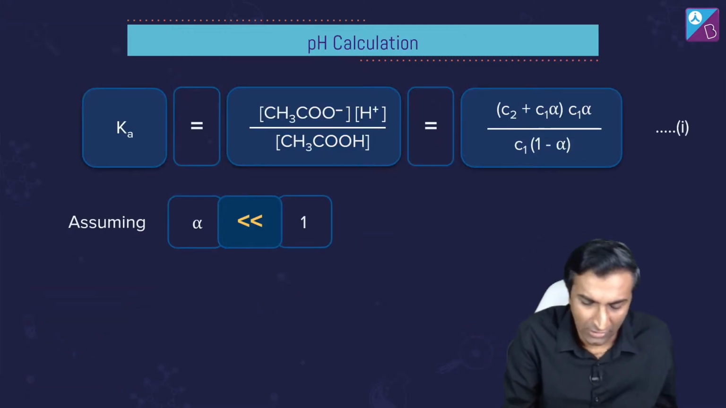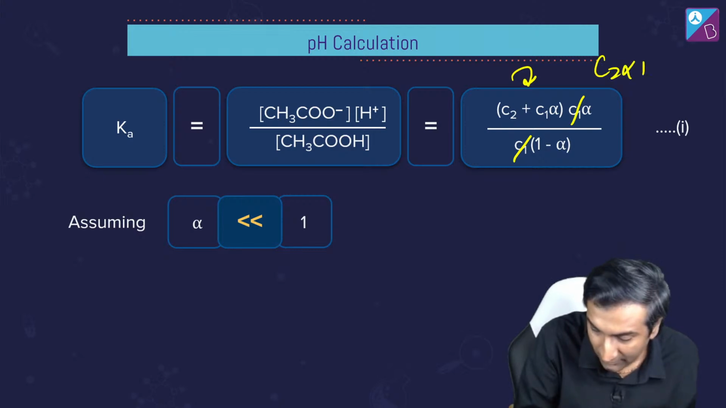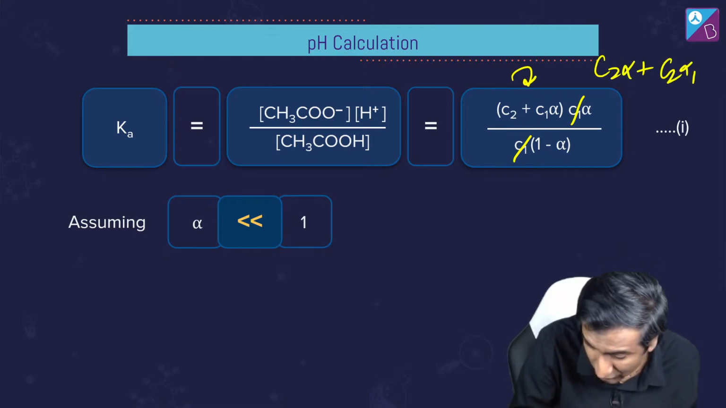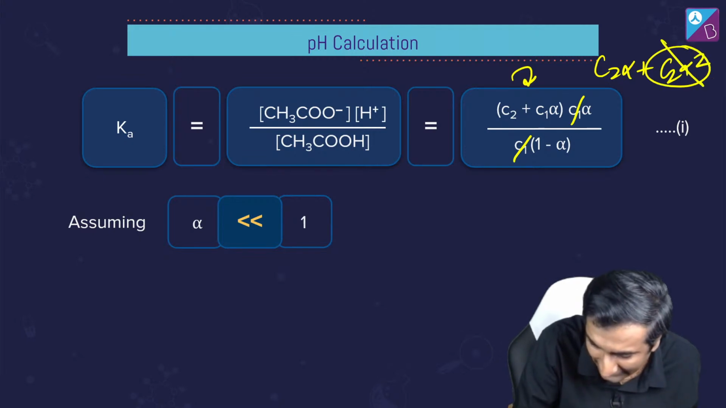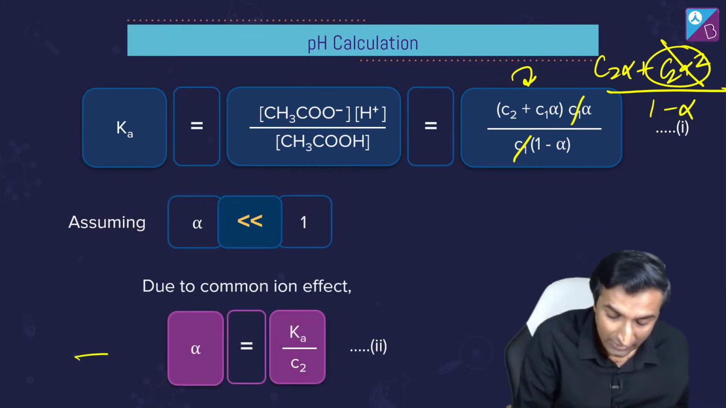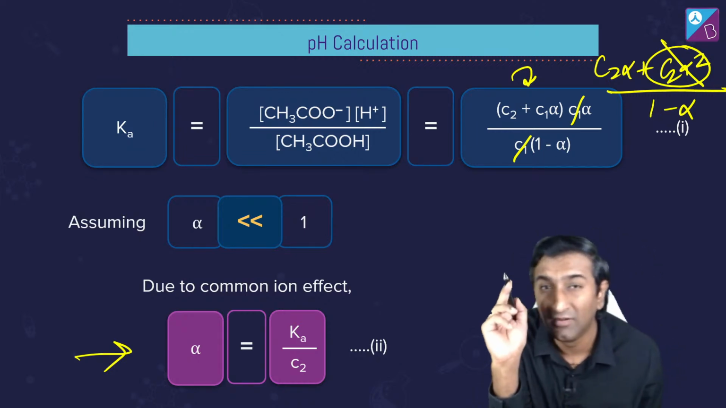Okay, a little extra information. You do this math and all of this, and you get this expression. C1 gets cancelled out, and what you have here is C2 alpha plus C2 alpha into C2 alpha whole square. This is very small, so we just remove it. C2 alpha divided by 1 minus alpha is what you get. So this is very interesting. Here you get alpha in terms of Ka by C2, which is very cool.